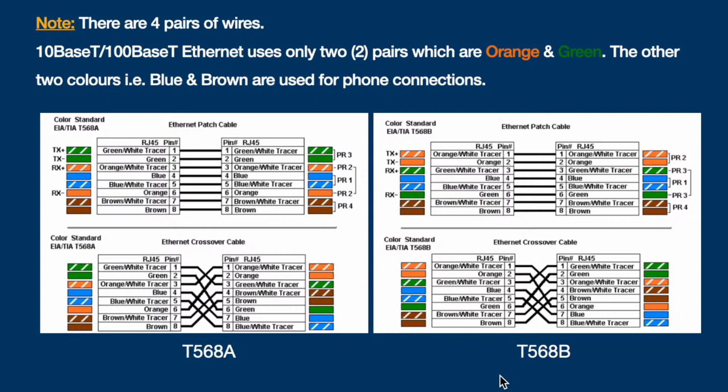You will see that the T568A standard and T568B standard are different. Okay? Now, for the T568A standard, the arrangement is green, white, green, then orange, white, blue follows. Okay? So arranging your wire in this form means you are following T568A.